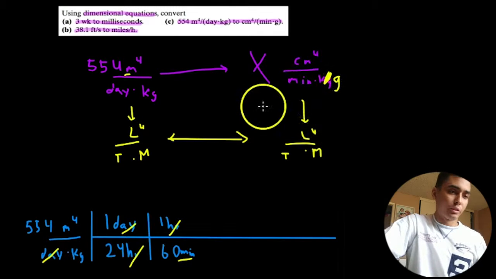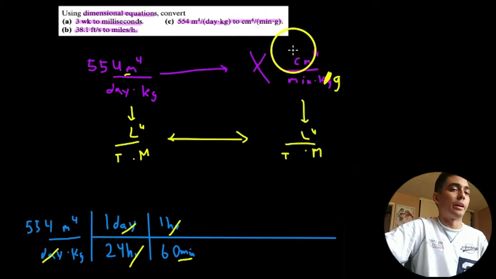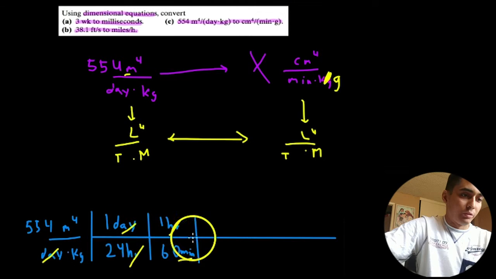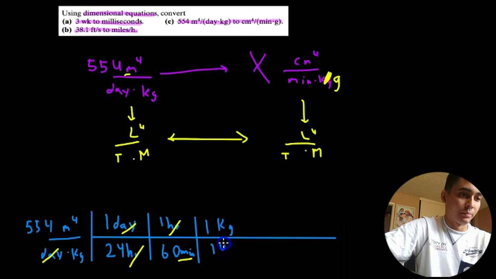So be very careful because things like that happen all the time, and your answer could be completely different. If we convert kilogram, 1 kilogram is 1,000 grams, because kilo means 1,000, right? And finally, meters to the fourth.